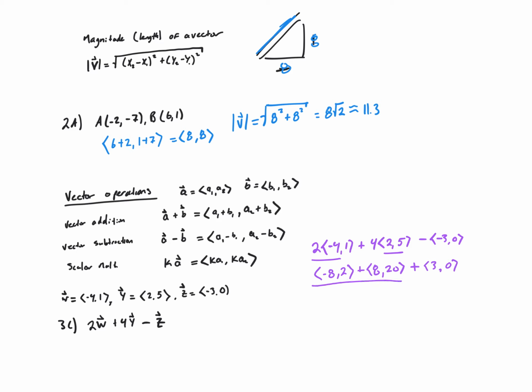So let's go ahead and add these two together. Negative 8 plus 8 would give me the 0. 2 plus 20 would give me the 22. I'm going to add to that this vector, 3, 0, which means it's going to be 3, 22. So this is what that comes out to be.